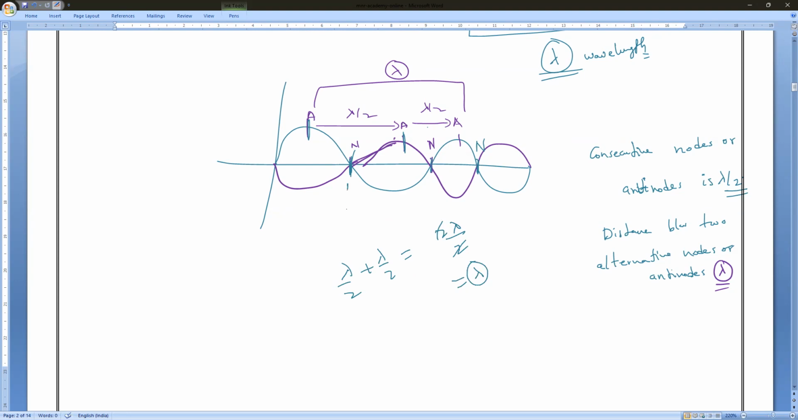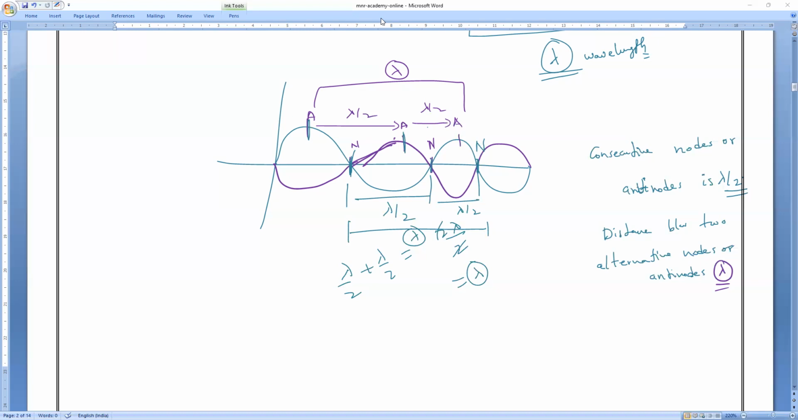So the distance between two consecutive nodes or antinodes is lambda by 2. If I take this one, again from here also lambda by 2, so lambda by 2 plus lambda by 2 will become lambda. Is it okay? Girls? Boys? Sam, understand? Prudhi? Abhirami? Mr. Darshan?